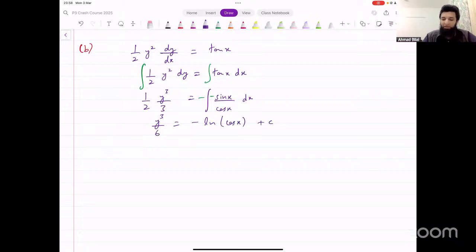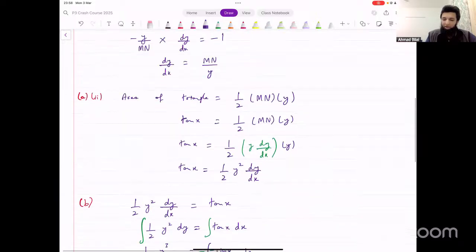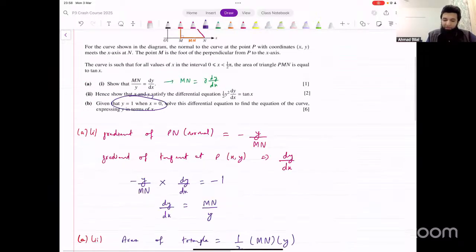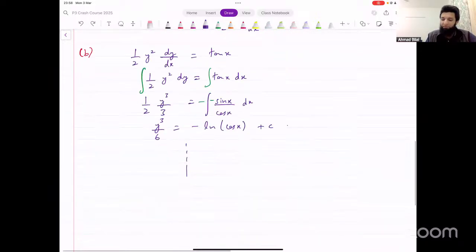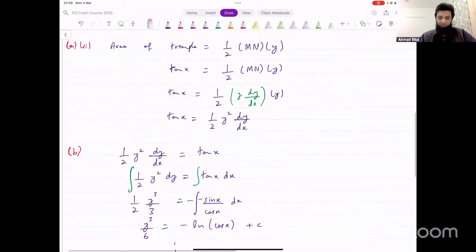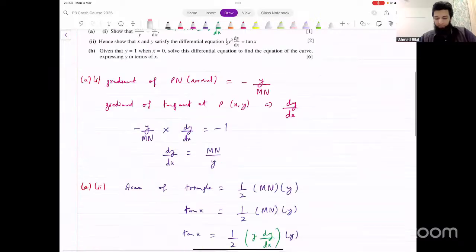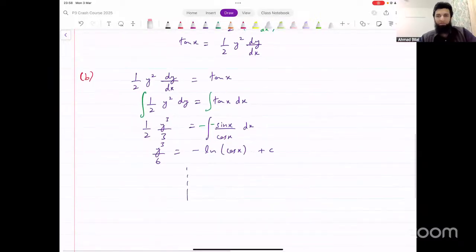That's the integration. You can do the rest after this. Input these values of x and y to find c. Once you have c, just make y the subject. And that's it. You can try this. This was question number 9 from the second worksheet. I'll do one more question and then we end.